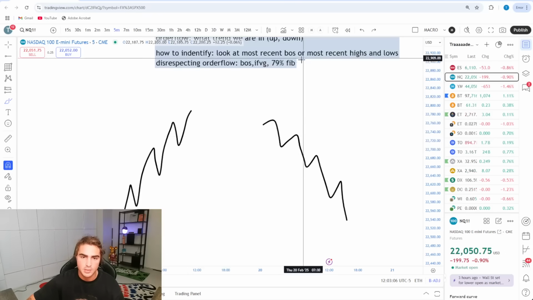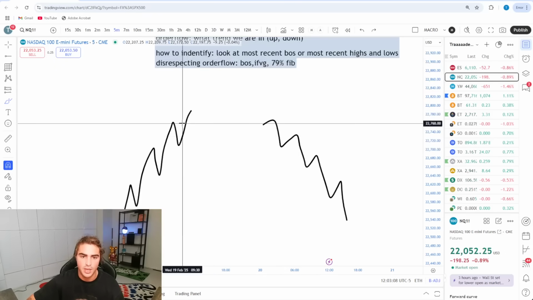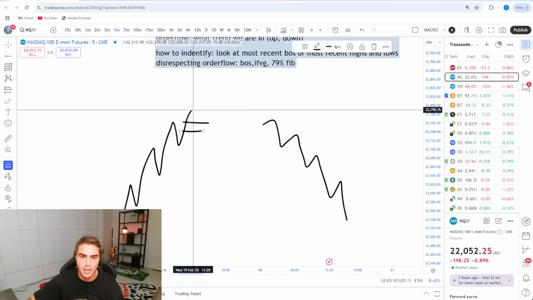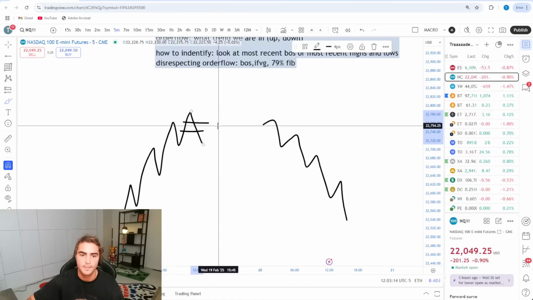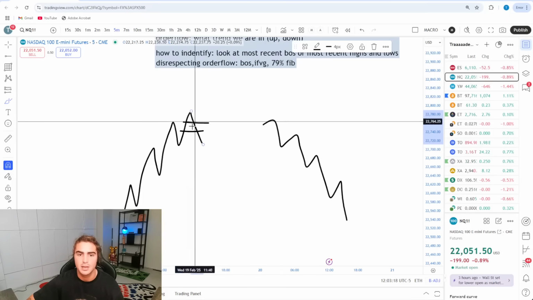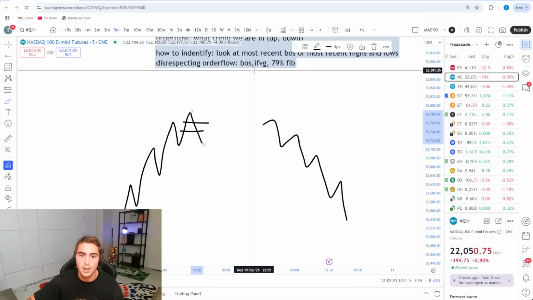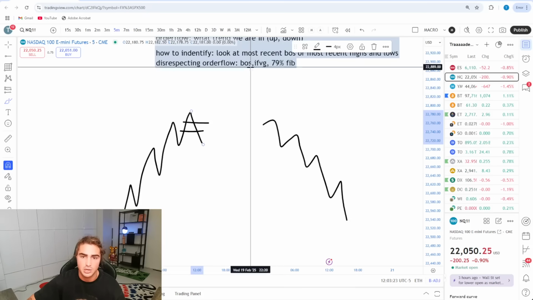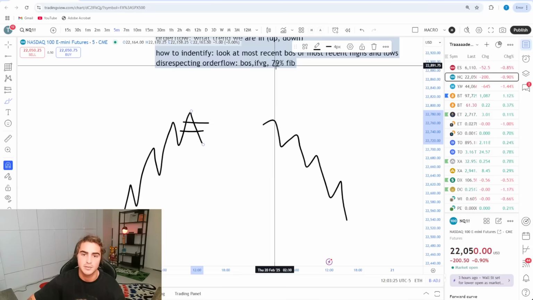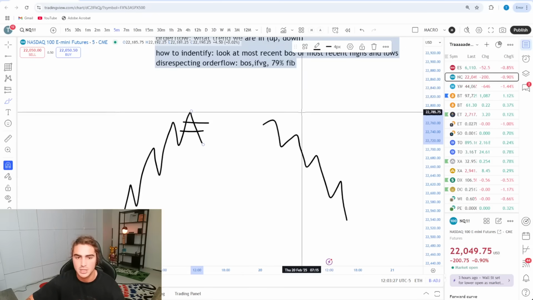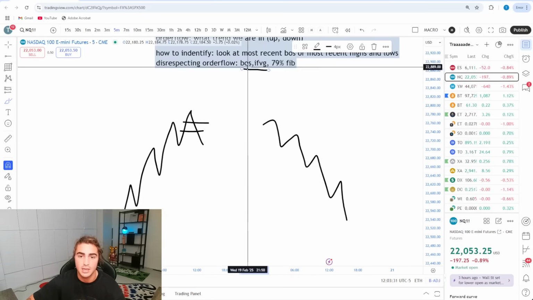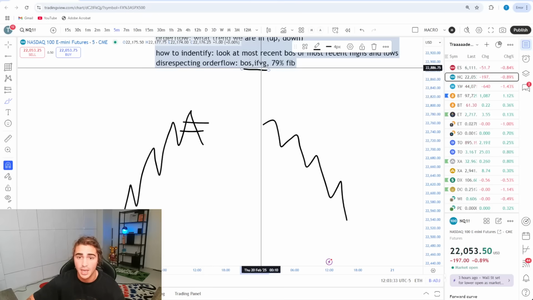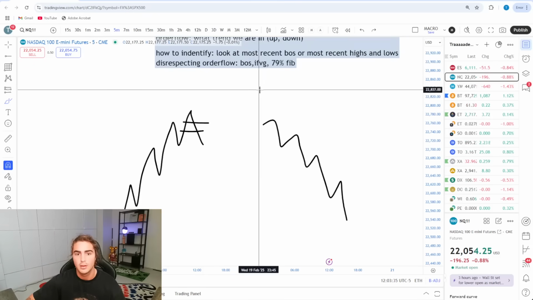Okay? The next way that we can disrespect order flow is if we have a bullish fair value gap right here and we close underneath it, causing an inverse fair value gap. Okay? And if you guys don't know what an inverse fair value gap is, I'm going to show you some examples on the chart. I'm also going to show you examples of break of structure on the chart. I'm also going to show you examples of the 79% fib extension, but I have videos on both of these in the boot camp and the day trading transformation, okay?